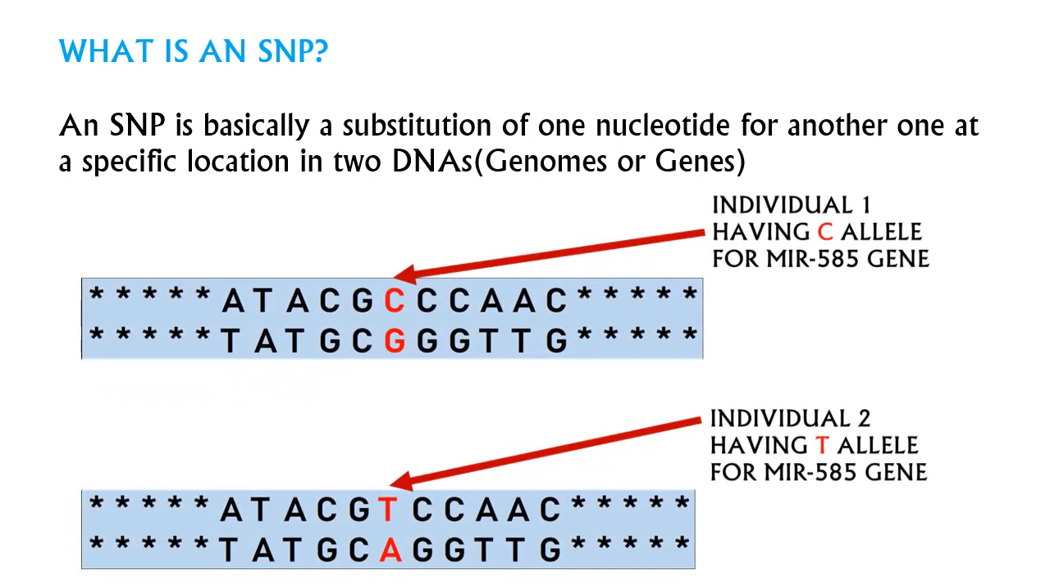We can see this DNA sequence from two individuals. One individual has a C nucleotide, highlighted by the arrow, and the other individual has a T nucleotide at that point. So these two individuals have a difference in their genome of single nucleotides, and they are called SNPs, single nucleotide polymorphisms.